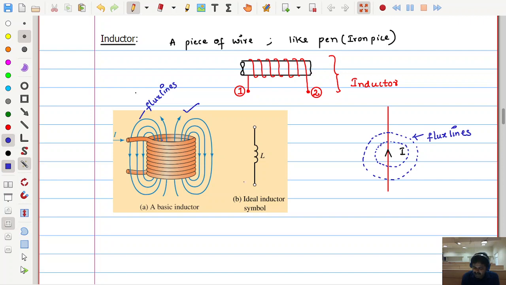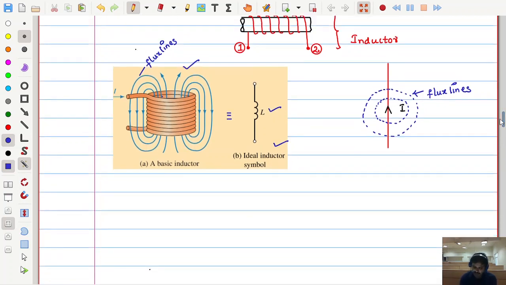And for the symbolic representation of this coil as an inductor, we show a symbol this way. So this is the circuit symbol or schematic symbol of an inductor. Instead of drawing this big coil every time, we just take the inductor symbol in this way. And inductance is represented by the letter L.